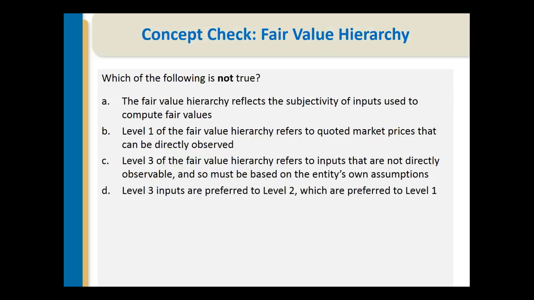So here's another question for you. Which of the following is not true? A, the fair value hierarchy reflects the subjectivity of inputs used to compute fair values. B, level 1 of the fair value hierarchy refers to quoted market prices that can be directly observed. C, level 3 of the fair value hierarchy refers to inputs that are not directly observable and so must be based on the entity's own assumptions. D, level 3 inputs are preferred to level 2, which are preferred to level 1.